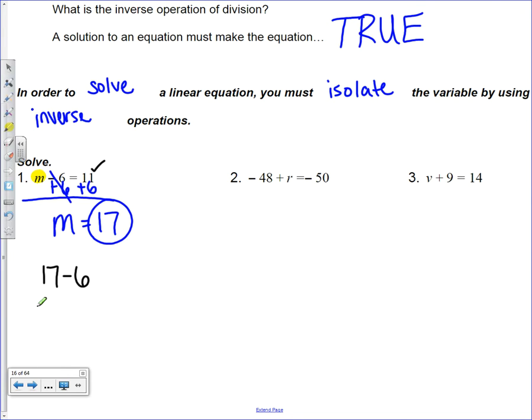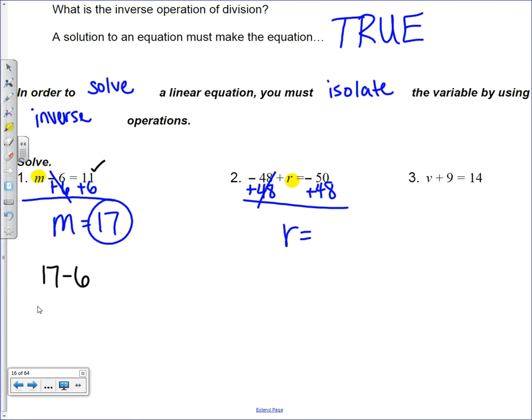Everybody see my variable in number 2? What side is it on, left or right? Left. So on the left, what do I need to get rid of? And how are you going to cancel it out? You're going to add the 48. And whatever you do to one side, you must do to the other. This is the addition property of equality. What happens to the minus 48 plus 48? Cancels out. What's left on the left?